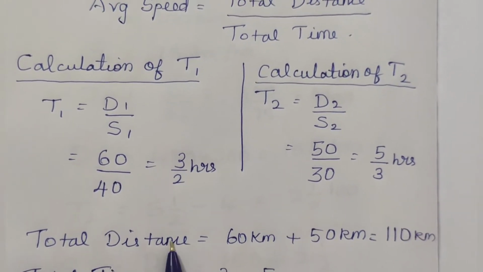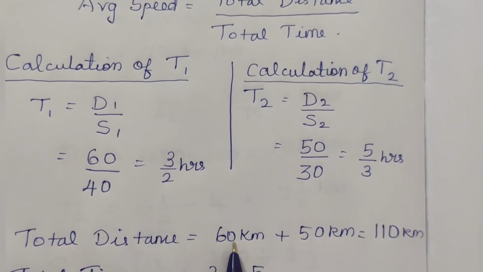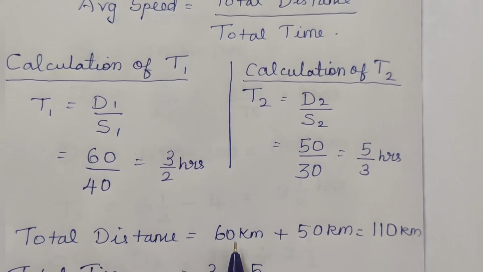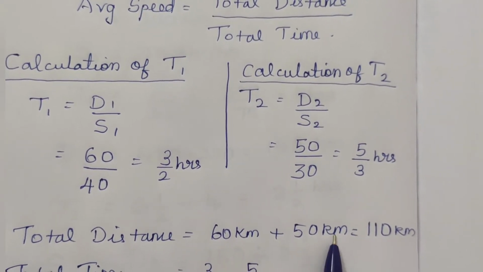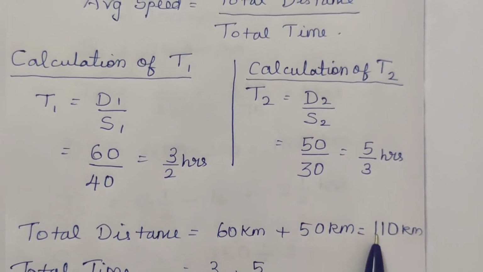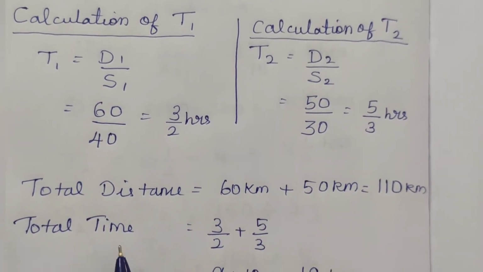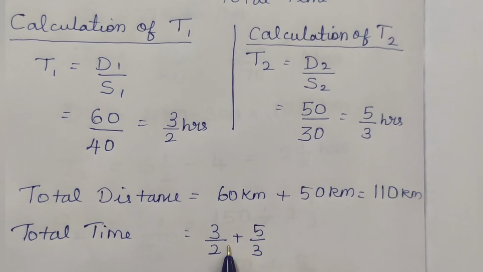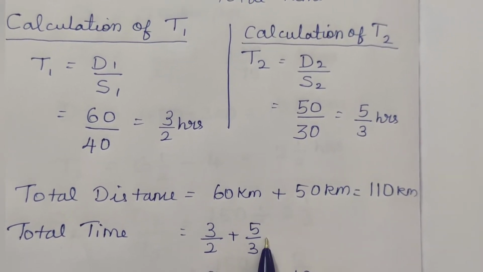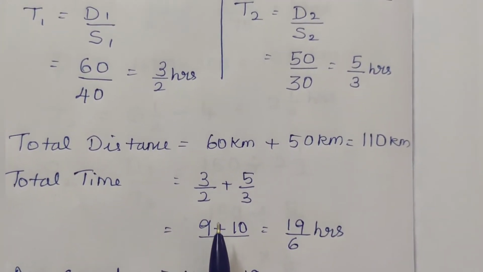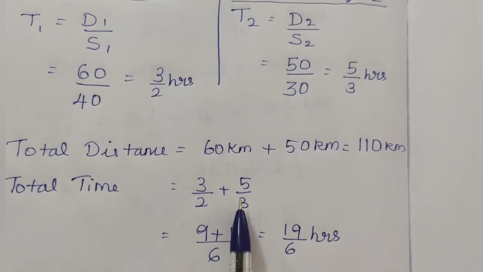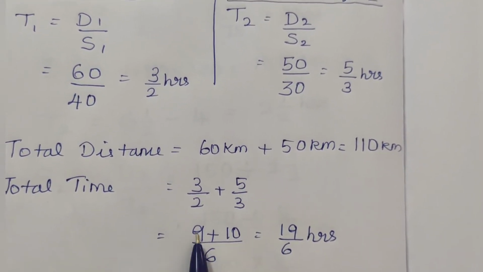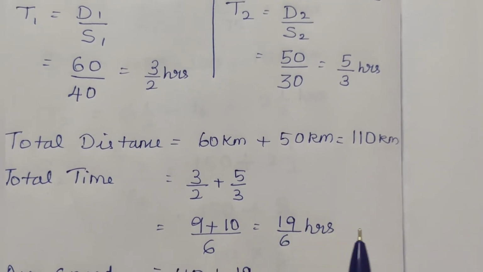So the total distance: in the first part of the journey the distance is 60 km and in the second part the distance is 50 km. The total distance is 110 km. Time 1 is 3 by 2 hours, time 2 is 5 by 3 hours. The total time is, LCM 6: 6 divided by 2, 3, 3 threes are 9; 6 divided by 3, 2, 2 fives are 10; 9 plus 10, 19 by 6 hours.